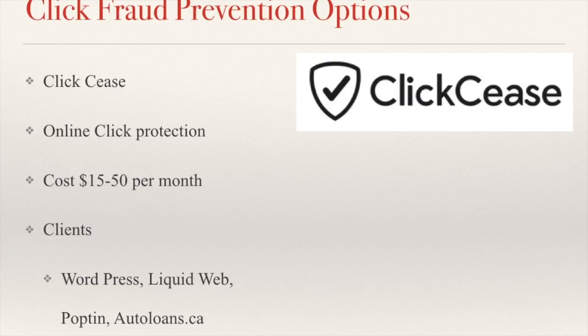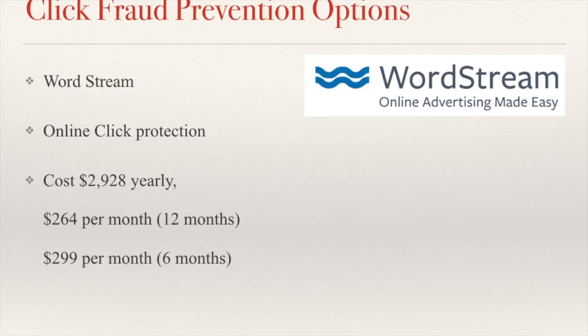Our next option is a company called ClickCease. They provide all of the standard options as far as click fraud protection. However, their pricing starts at $15 per domain per month. Their next tier is $50 per domain per month. And to go into anything higher than that, you'd actually have to contact them. Some of their clientele include WordPress, Liquid Web, Poptin, and Auto Loans Canada.